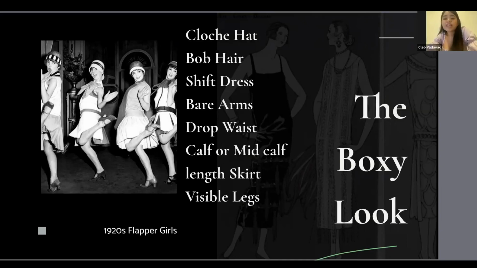And then visible legs. For the first time, women are displaying their legs. And this is also the first time that hosiery or stockings were introduced. When it was introduced, there was such a high demand for it, but too little supply. So some girls would just paint their legs and draw a straight line on the back so that it would look like they were wearing hosiery. So that's so interesting.